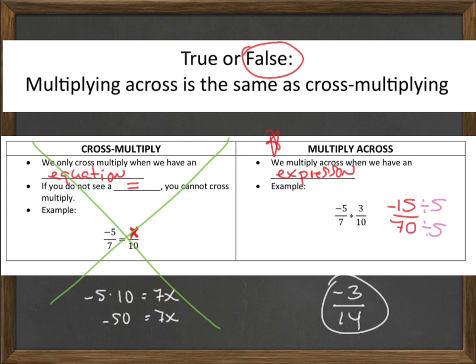Okay, so please be careful when you're multiplying fractions. Remember, we're multiplying across. We multiply the numerators by each other. We multiply the denominators by each other. The takeaway here is we are not cross-multiplying. In other words, we're not doing 7 times 3 and negative 5 times 10. So be careful with that.